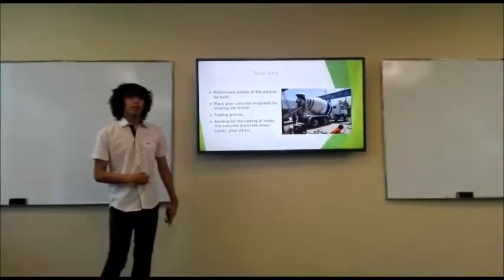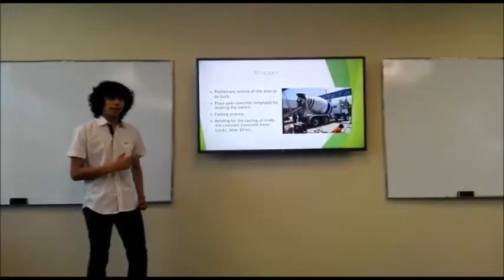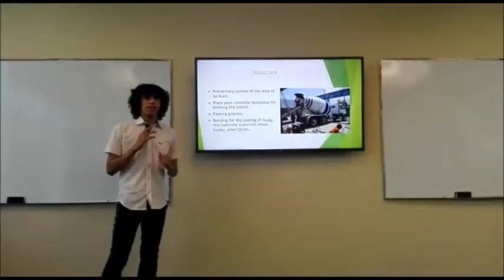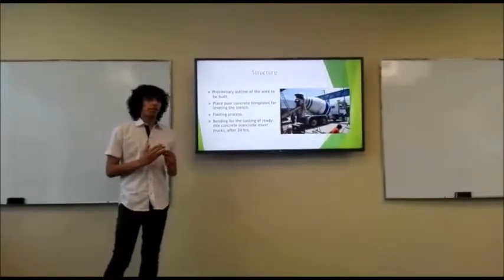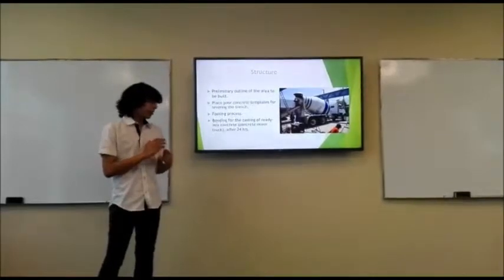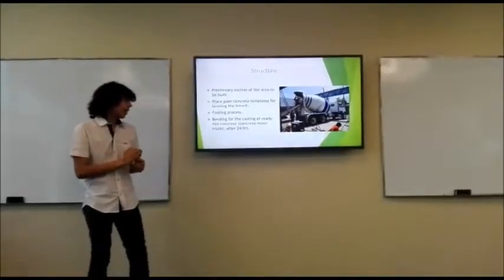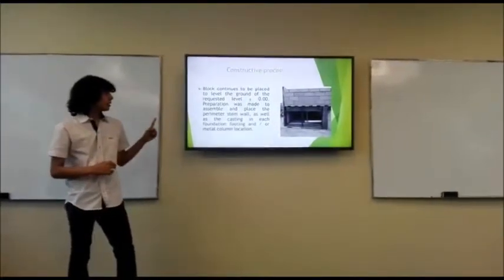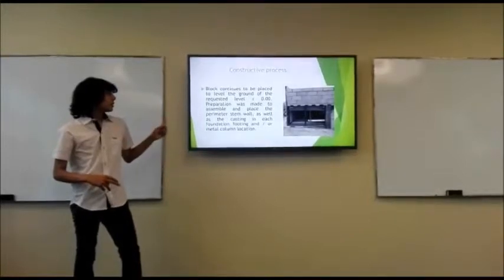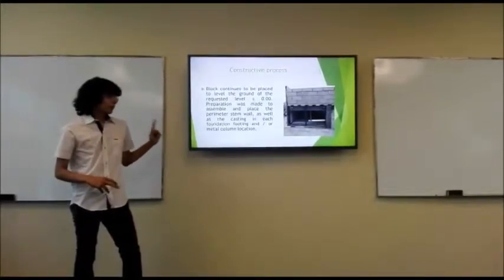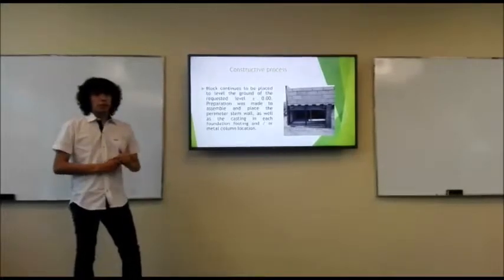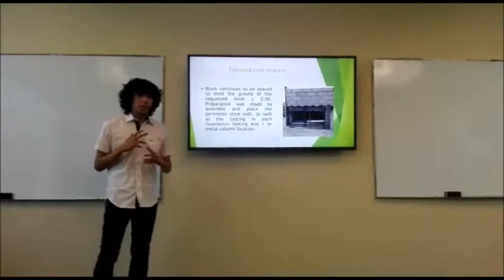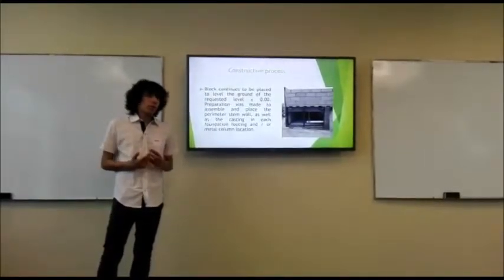We need to determine the preliminary outline of the area to be built. We need to pour concrete in the place and level the trench. And we need to make the footing process, and the casting of ready-mix concrete after 24 hours. For the construction process, we need to put in the blocks and continue to level the ground to level 0. And the preparation was made to assemble and place the perimeter stem wall, as well as the casting in each foundation footing and or a metal column location.